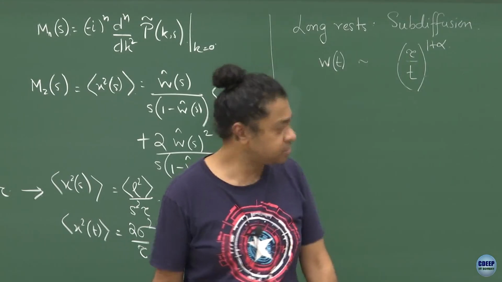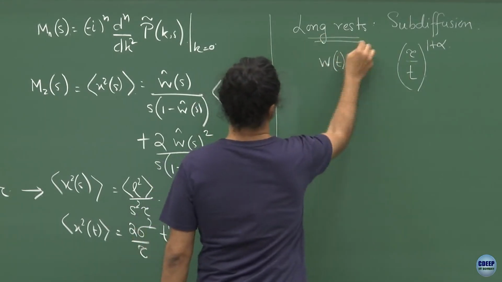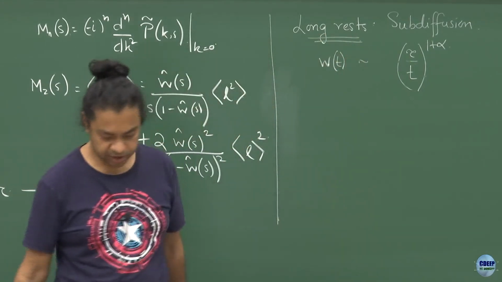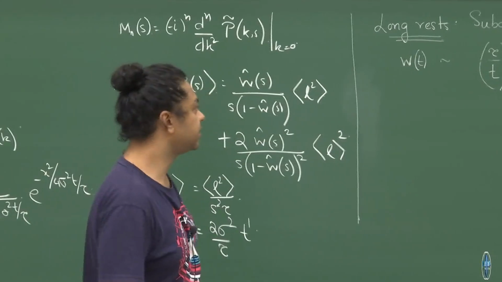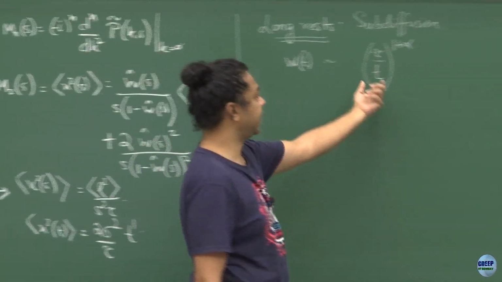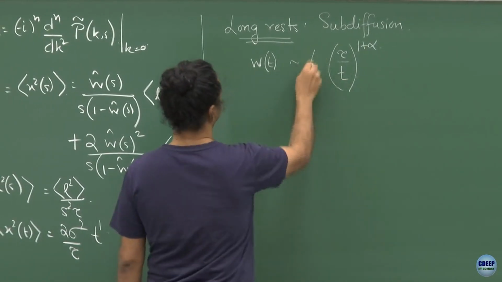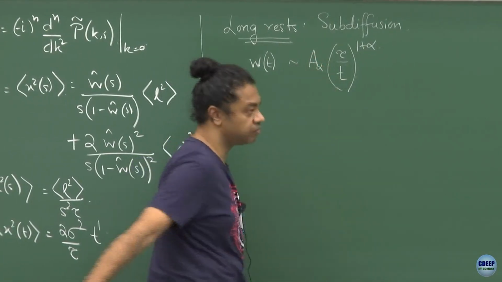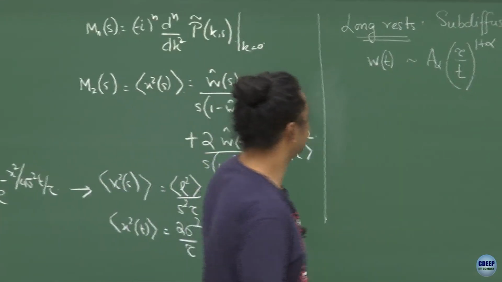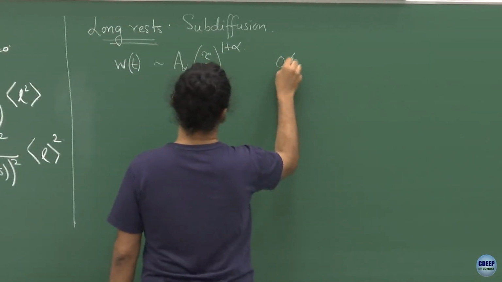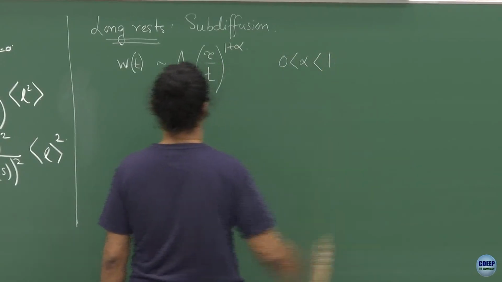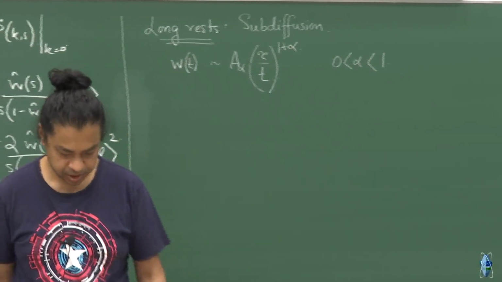That is what is meant by these long rests: occasionally, once in a while, with some finite probability, you will have very long gaps between these hops. So that is a long rest. And you will have some normalization in front, and I take alpha between 0 and 1.